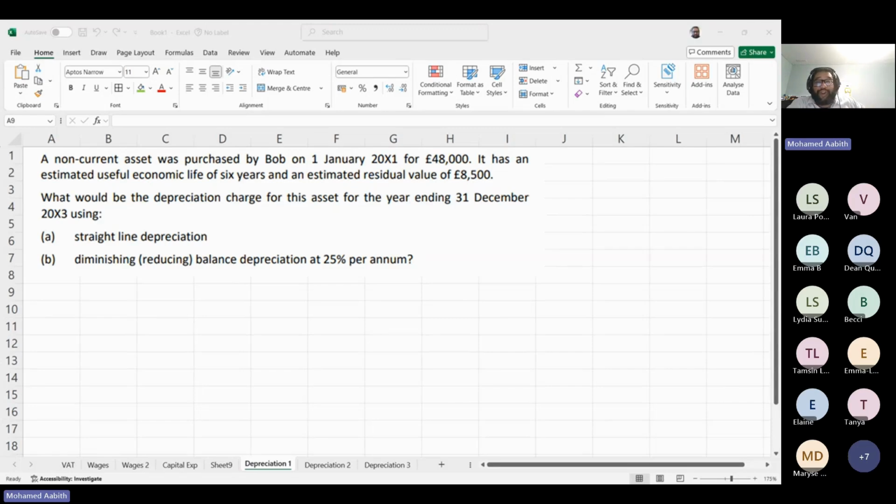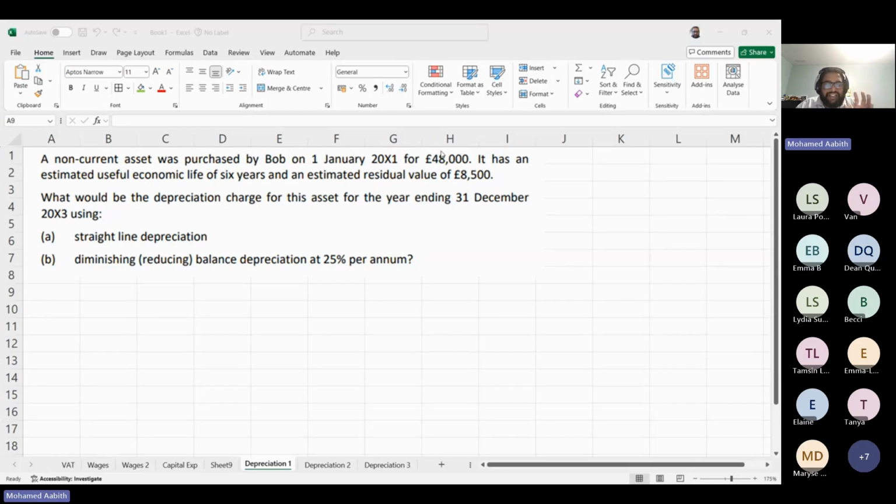On 1st of January 2021, he bought something for 48,000 pounds. It has an estimated useful economic life of 6 years and an estimated residual value of 8,500 pounds. So what will be the depreciation charge we will do at the end of the third year? It's a very big question, but we can cover a lot of things here. What would be the depreciation charge for this asset ending on 31st of December 2023? Please remember, that is the third year of this asset being used.